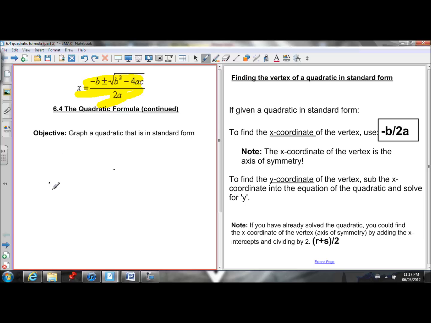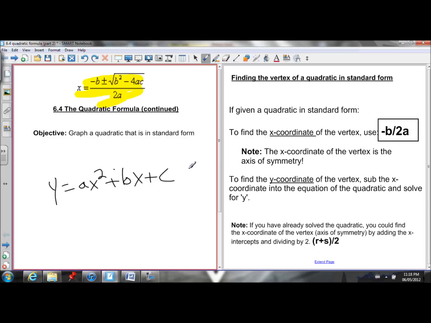Now let's just quickly remember what standard form is. It's y equals ax squared plus bx plus c. Okay? So we know how to use this quadratic formula to find the x-intercepts if the parabola is in this form. This section, what we're now going to do is use those solutions to help us graph the parabola.